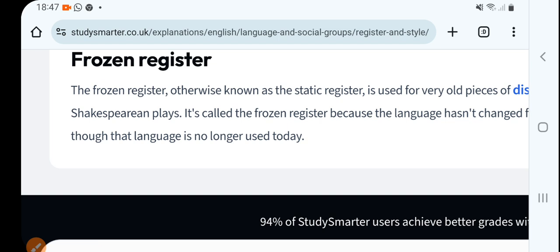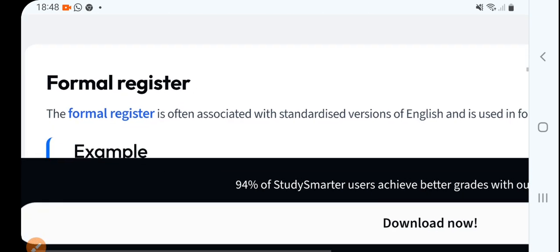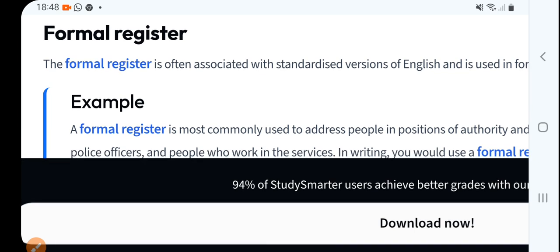So that will be, like, frozen register means whatever words and language of communication were used for a long time in the same way, that is called the frozen register. Now formal register; frozen register we have seen.